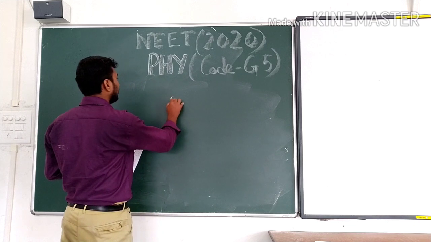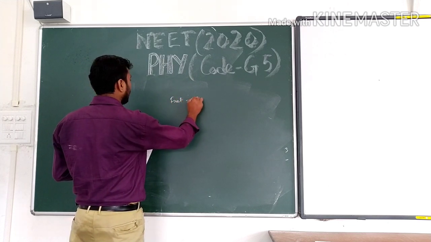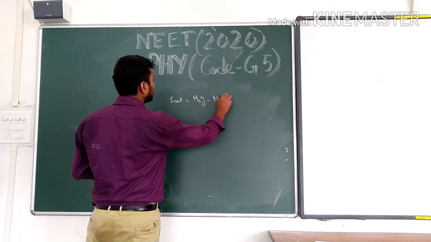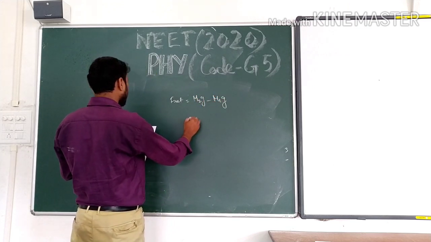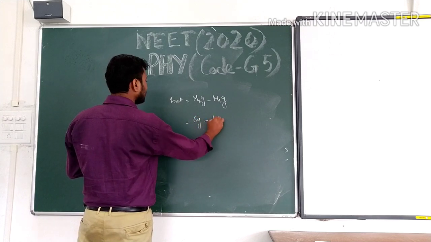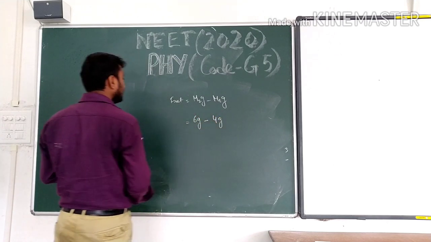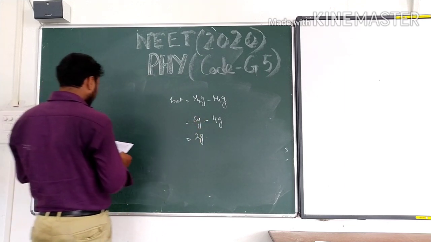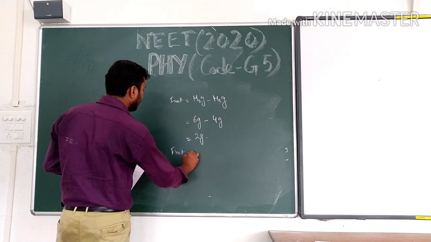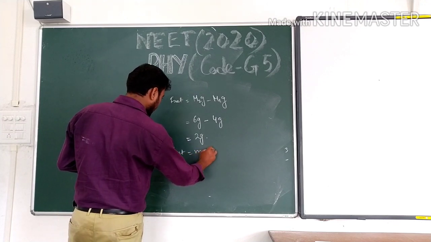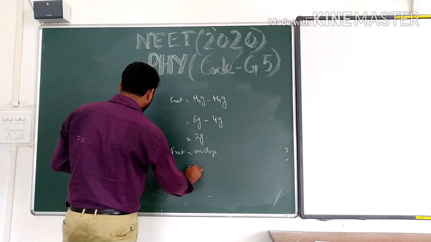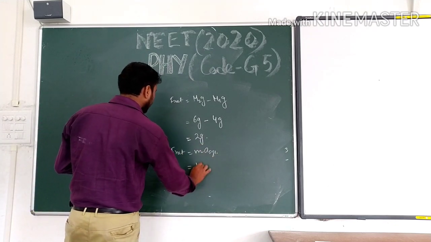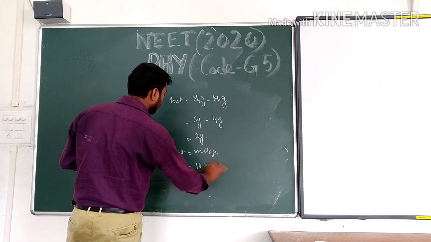So here F net force will be M2g minus M1g. The masses are 6 kg and 4 kg, so it will be 2g. Again, F net will be mass into acceleration of the system. So what will the mass be? The mass of the system will be 6 plus 4, which is 10, and acceleration of the system.